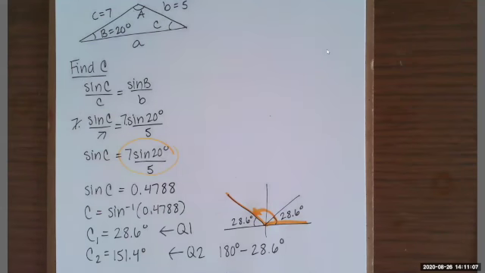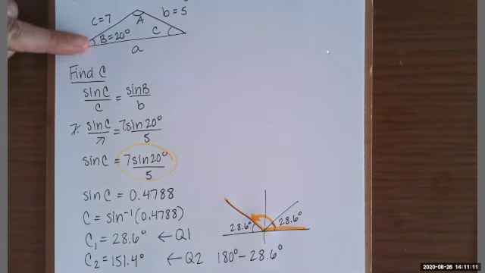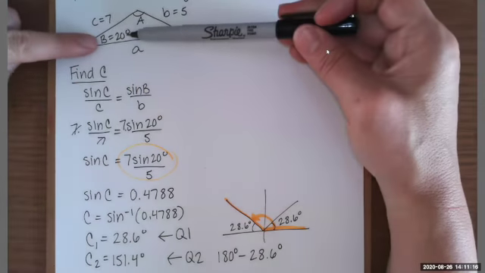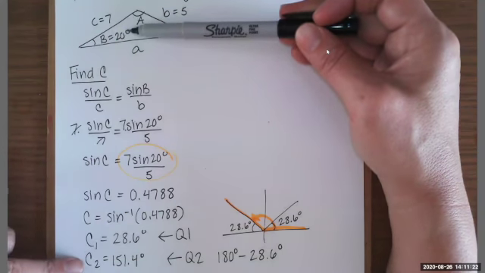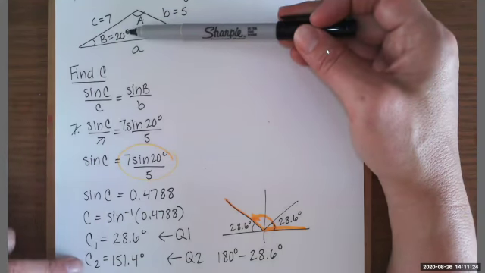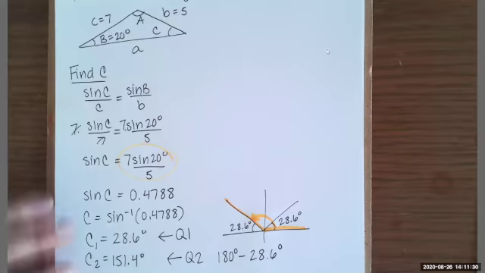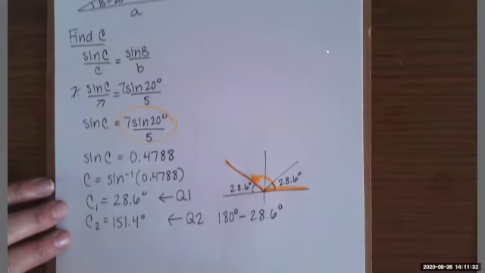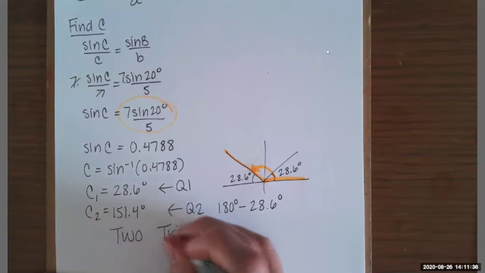All right, so now we have to decide, are these both feasible? So we go back to our picture of our triangle up here. What we want to do is make sure that the angles don't exceed 180. So B is 20, C is 28.6. Sure, no problem. Next one, B is 20, C is 151.4. Sure, no problem. Right, that's only 171, so that does not exceed 180. So these are both feasible. So we actually get 2 triangles.